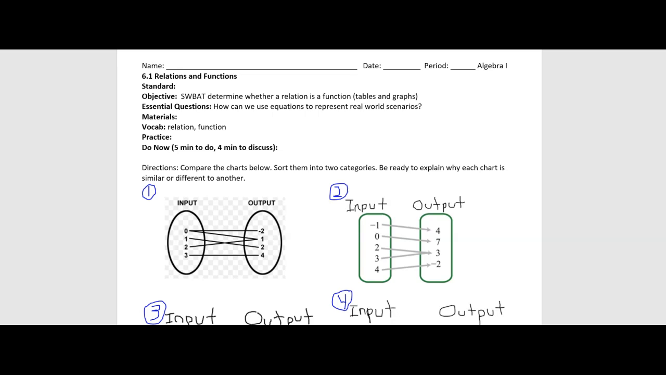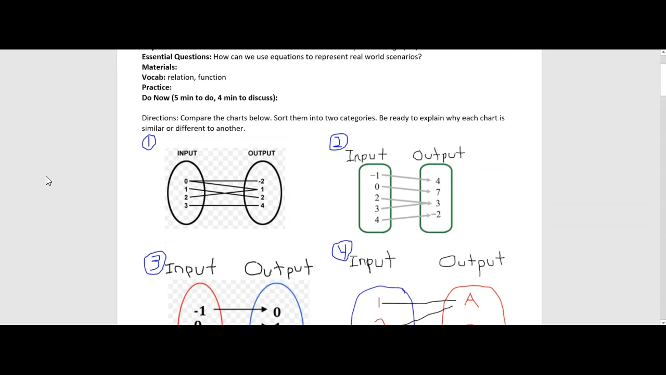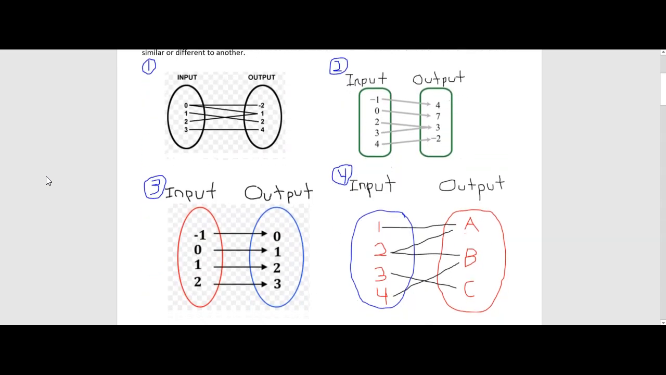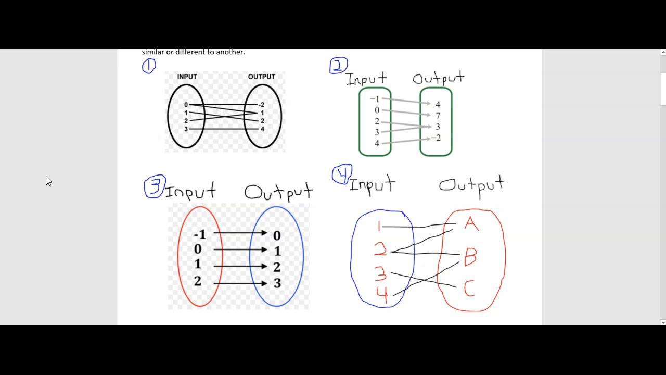Today we're starting a new unit, and the topic is functions. So today's lesson is specifically titled Relations and Functions, with functions being the overall idea for this unit. So as we jump in, you have four diagrams here, and they each have an input box and an output box, and they have arrows going from the inputs to the outputs.